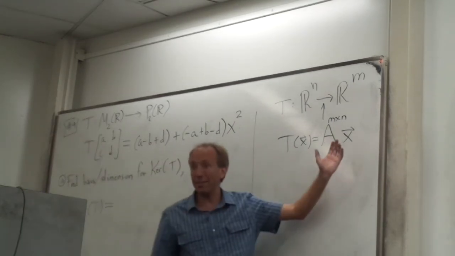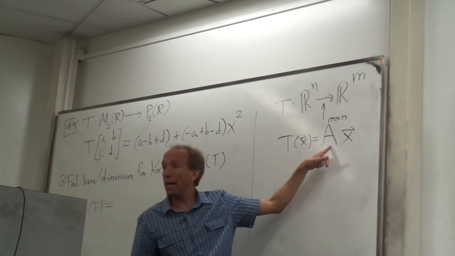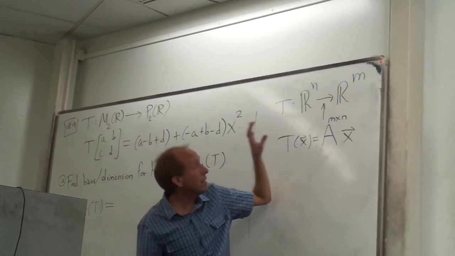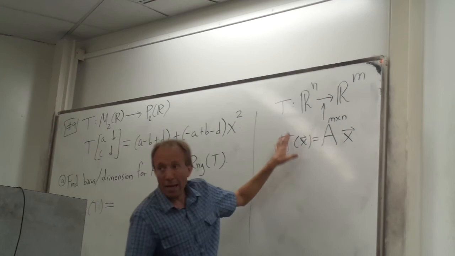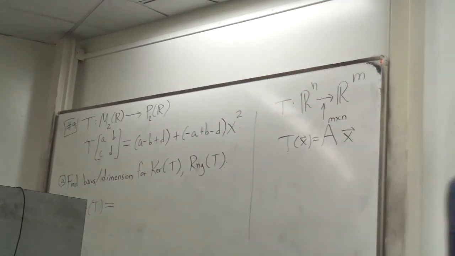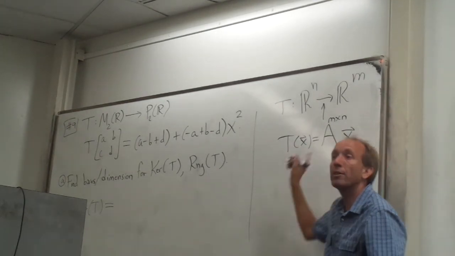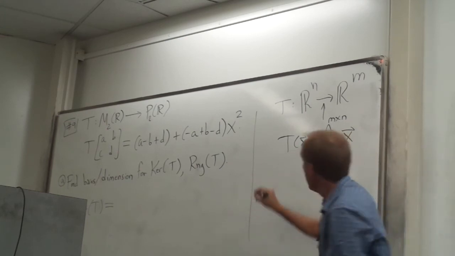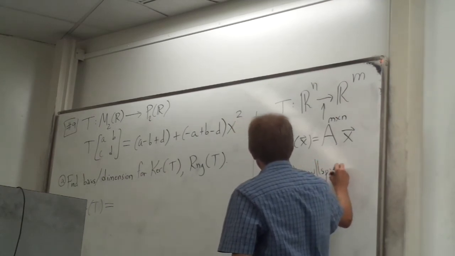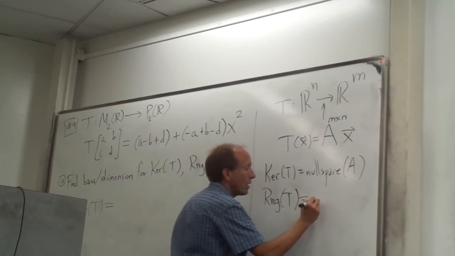In this context, the matrix, capital A, is not the vector. The vector is x, right? That's the input. So in this kind of problem, the matrix is not the input or the output. The matrix is the tool that transforms the vector. When we have this situation, the kernel of T is the null space of the matrix. And while I'm at it, the range of T is the column space of the matrix.